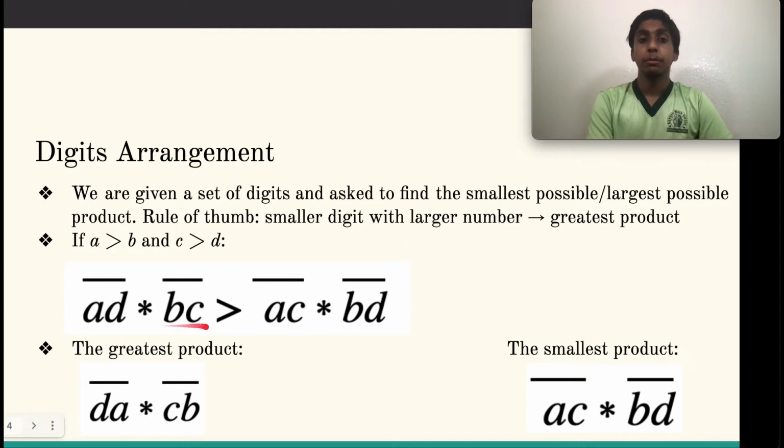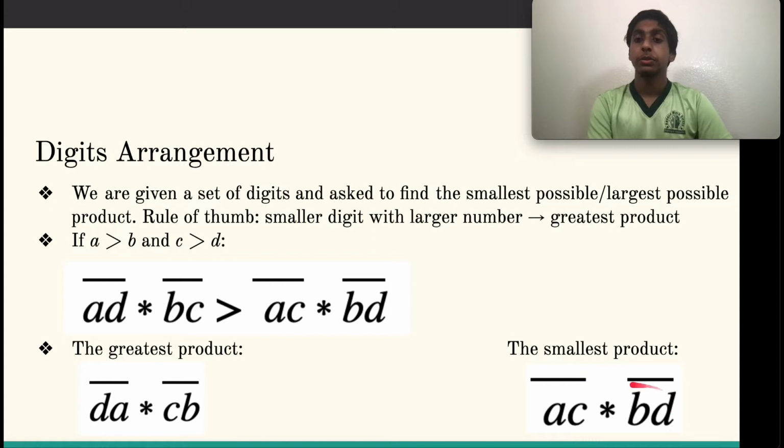So AD times BC is going to be greater than AC times BD. The greatest product that we can get is going to be DA times CB. Now, what do D, A, C, and B generally represent? A is going to be the smallest number you have, D is going to be the biggest, C is the second biggest, and B would be the second smallest. Similarly, the smallest product that we can form with these numbers is going to be AC times BD. That should be pretty self-explanatory.